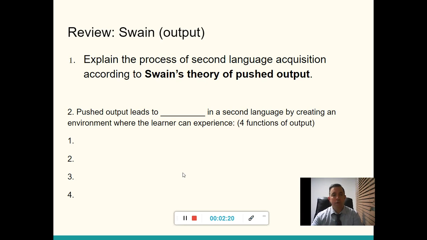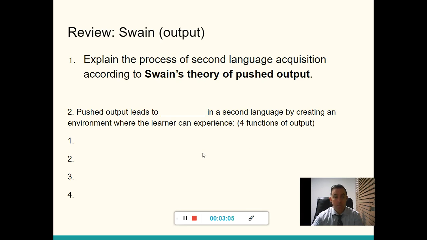So Swain said that pushed output leads to this in a second language by creating an environment where the learners can experience the functions of output. Now for this one, it's a little bit tricky, but right now as you're watching the video, what do you think goes in the blank? Take a moment to think about that, and feel free to pause while you think. I will reveal the answer, but it's always better to elicit, which is asking you to do some cognitive work, as we talked about in SLA and you've heard in methodology and practicum.